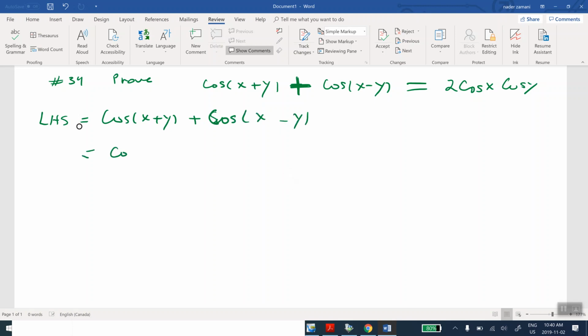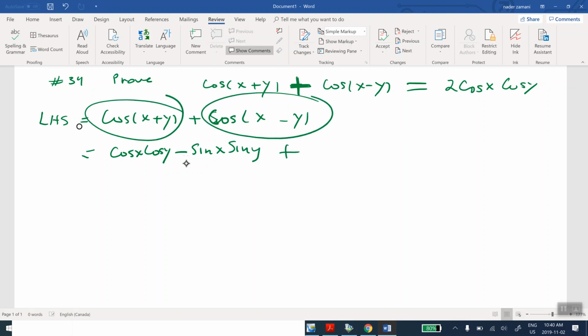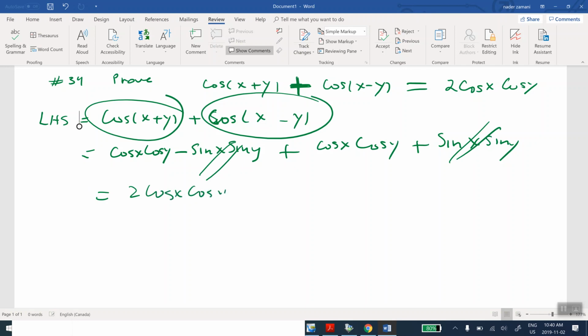This is going to be cos x cos y minus sine x sine y. That's for this. And then for that one, it's exactly the same thing with the positive sign in between. So cos x cos y plus sine x sine y. So this cancels that, and you get 2 cos x cos y, which is your right hand side.